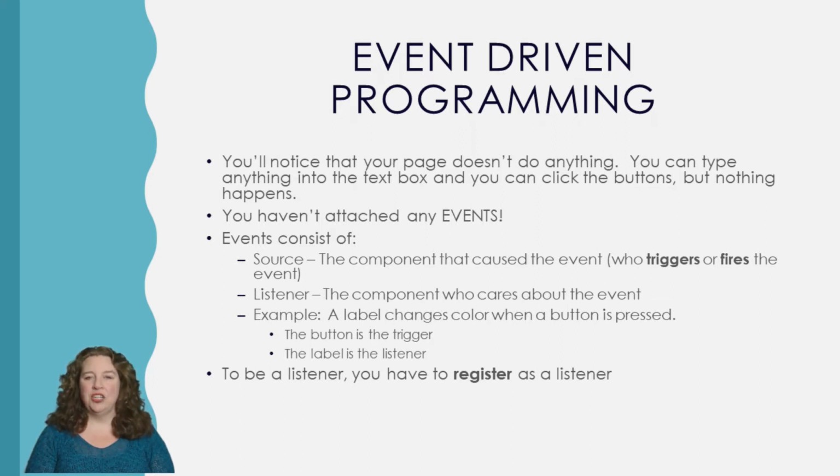The next is the listener, which is the component who cares about the event, who cares that the event occurred. That's going to be a piece of code that you're going to be writing that's going to say, please tell me whenever this button does something, because I'm going to listen. And every time the button gets clicked, I'm going to do something because I'm listening. So if you wanted a label to change color when a button is pressed, the button is the trigger, but the label is the listener. The label is the thing that wants to change. It cares that the button was clicked. So to be a listener, you have to tell the compiler you're a listener. You have to register your class, or you register your component, as a listener.